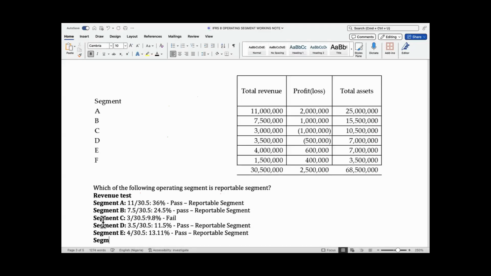F. This will be 1.5 divided by 30.5. So 1.5 divided by 30.5. That gives us 4.9% fail.